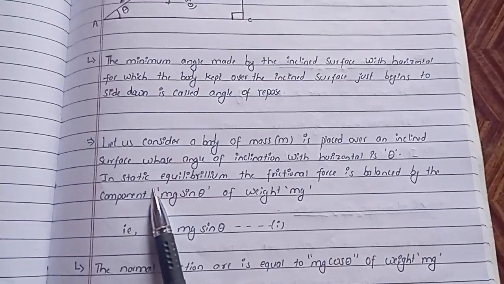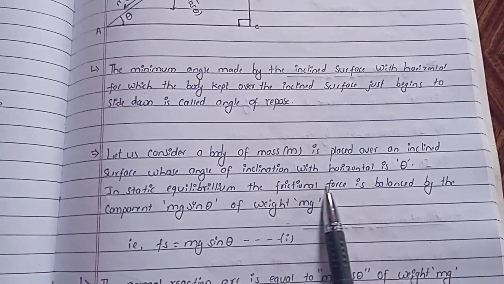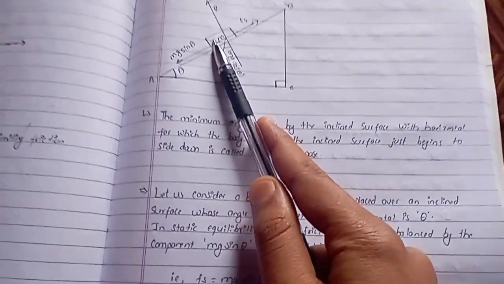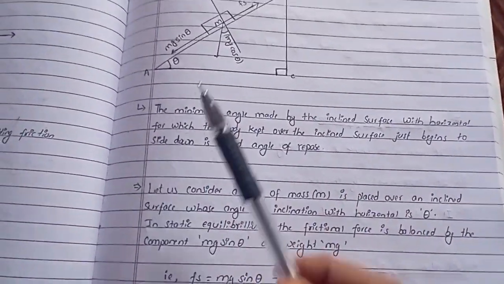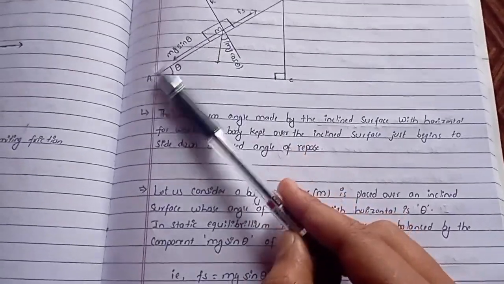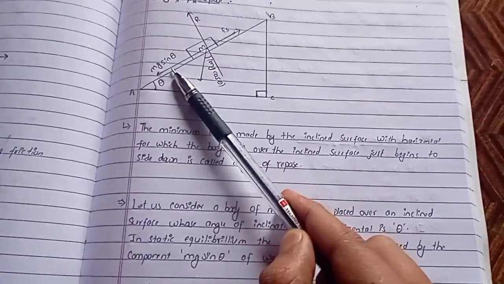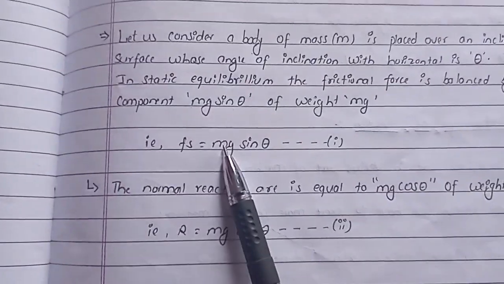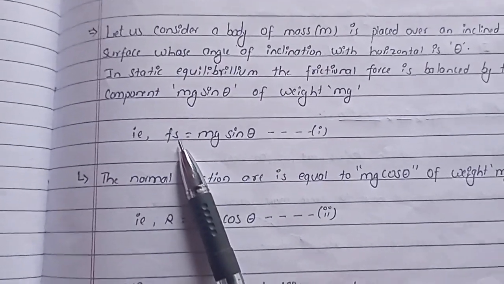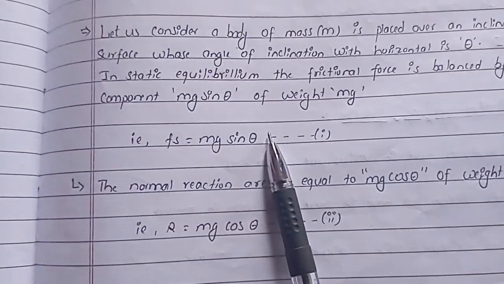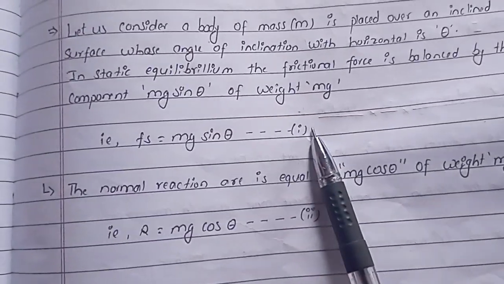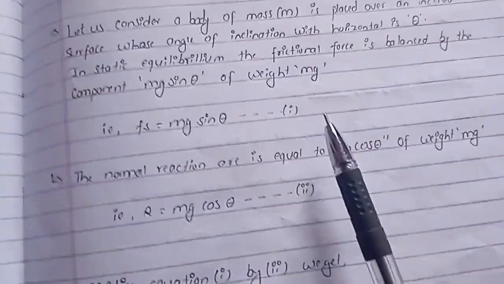In static equilibrium, the frictional force is balanced by the component mg sin theta of weight mg. As you can see, this is mg sin theta. So that means Fs is equal to mg sin theta. This is equation first.